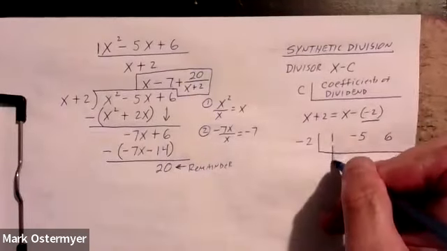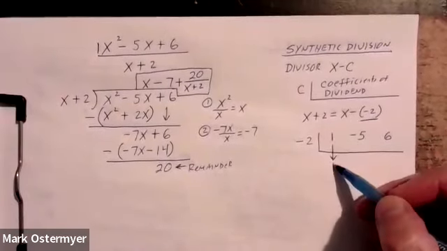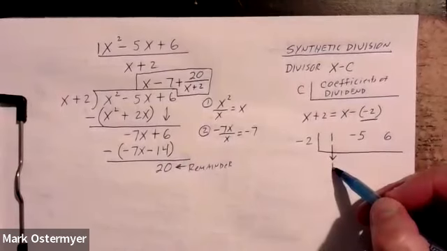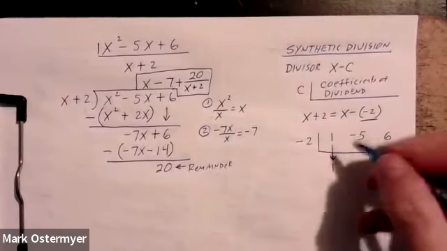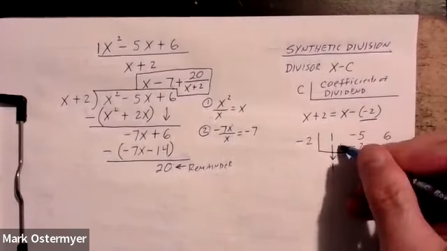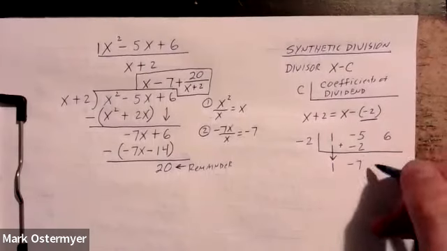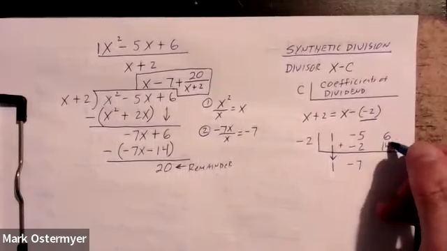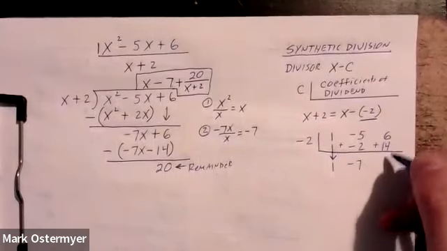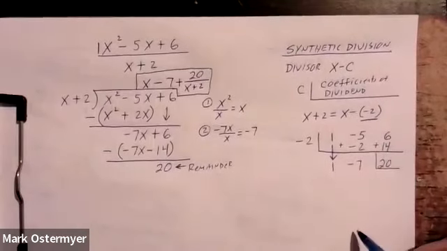Synthetic division is very easy to do. Drop the 1 down. What we do is we multiply, bring the number up, and add. Negative 2 times 1 is negative 2. Now we add these together. Negative 5 plus a negative 2 is negative 7. Multiply, negative 2 times negative 7, bring the number up, is 14. And now we add 6 plus 14 is 20. And we're done. It's that simple.